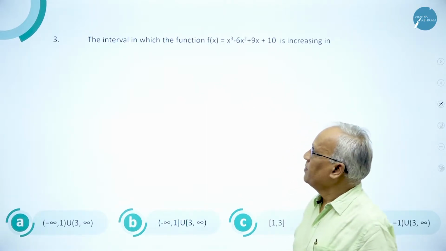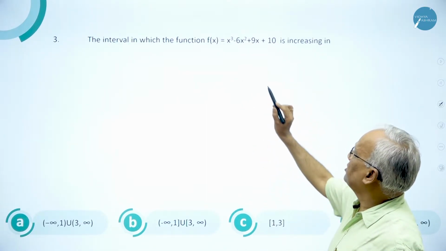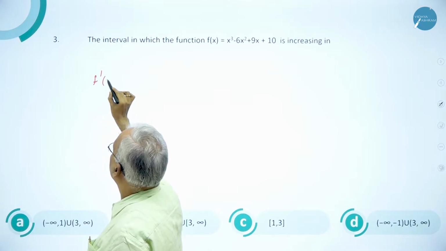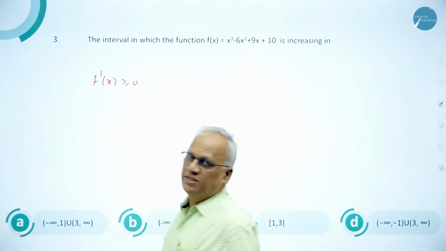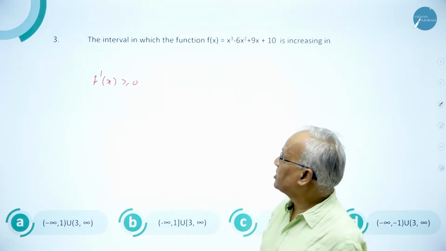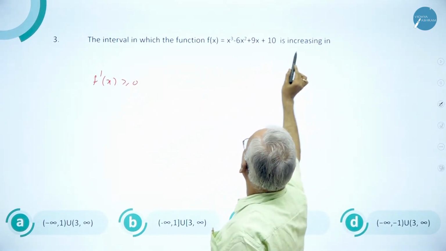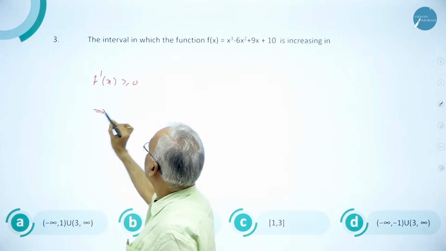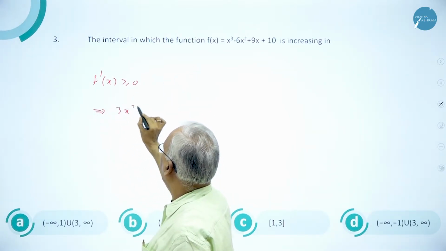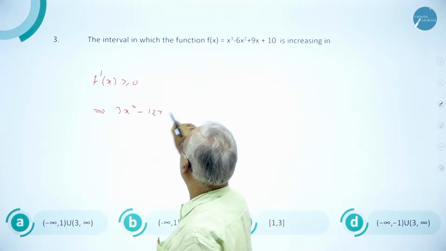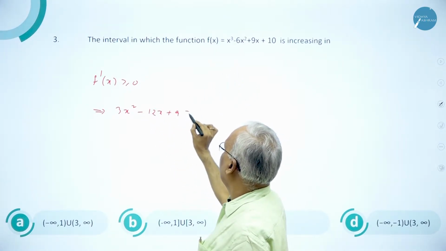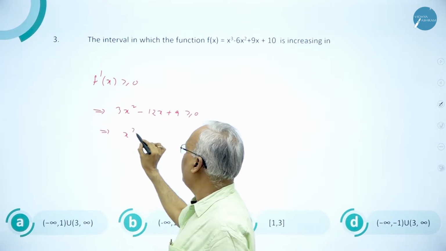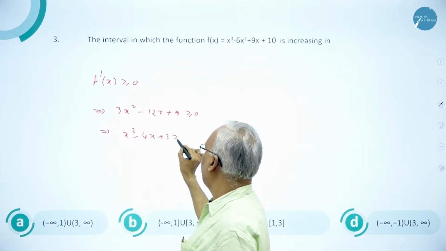Okay. So the next question: the interval in which the function is increasing is... See, f dash x greater than or equal to 0 is the condition for the function to be increasing. For strictly increasing, greater than 0, but here it is increasing, therefore f dash x greater than or equal to 0. So this implies, you can write now, 3x squared minus 12x plus 9 greater than or equal to 0. I can divide by 3 throughout. So this implies x squared minus 4x plus 3 greater than or equal to 0.